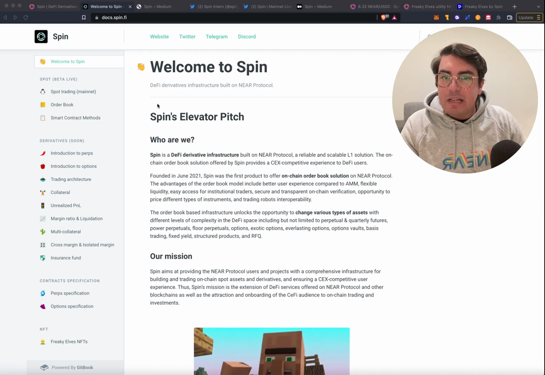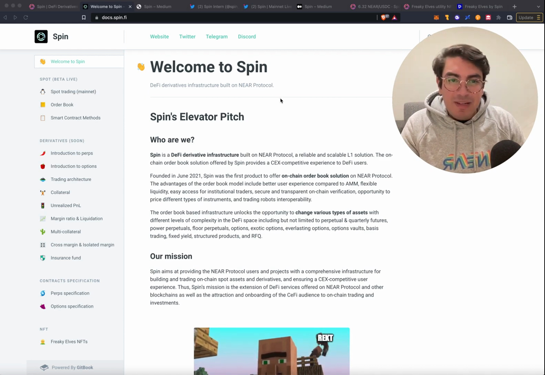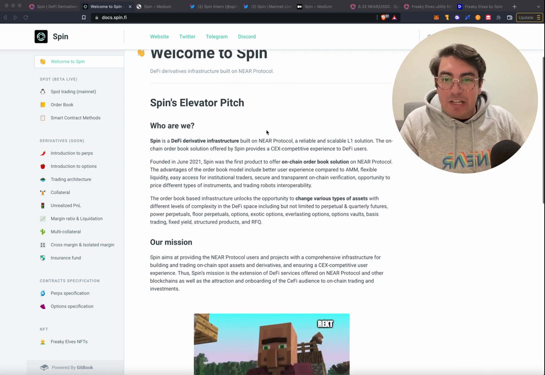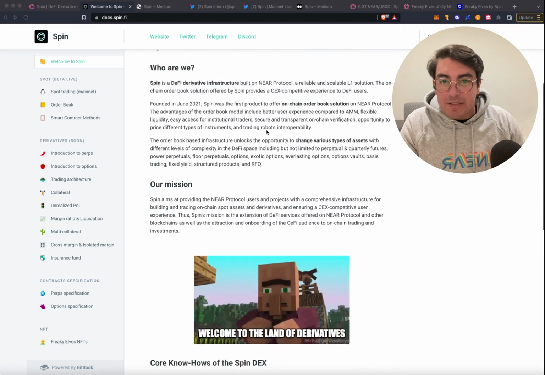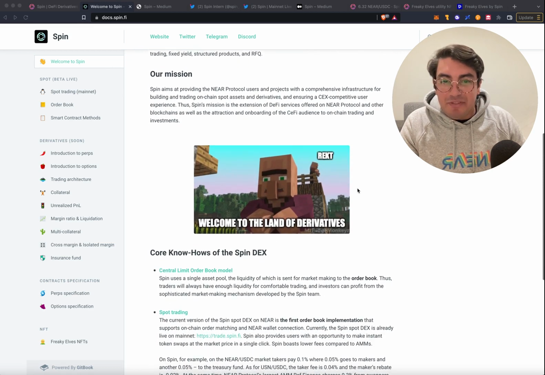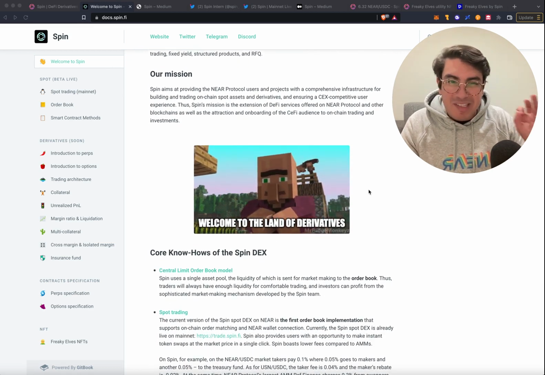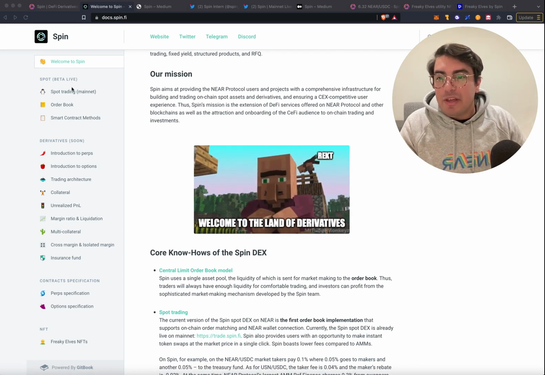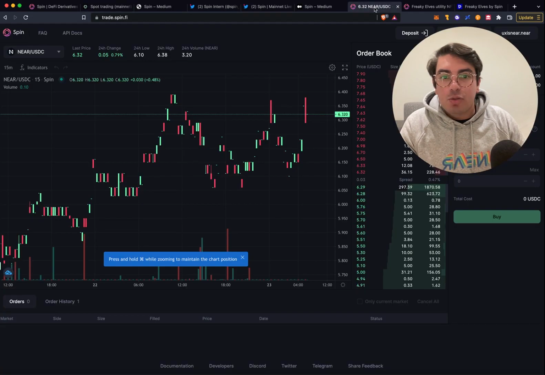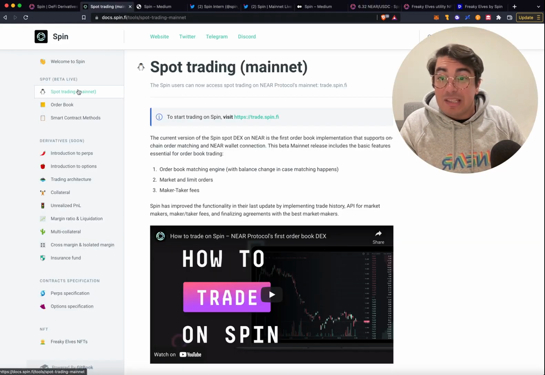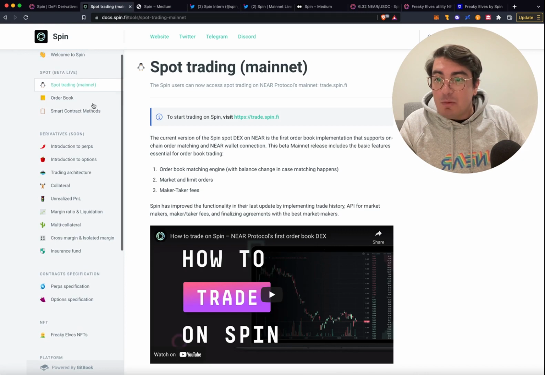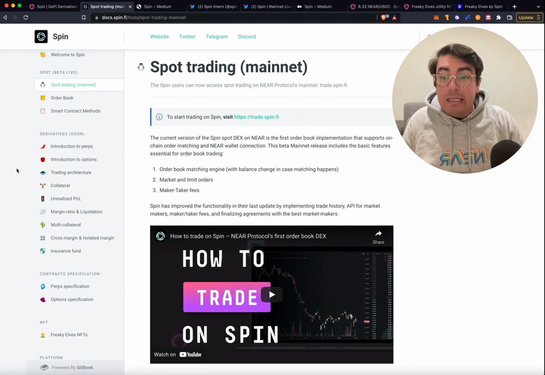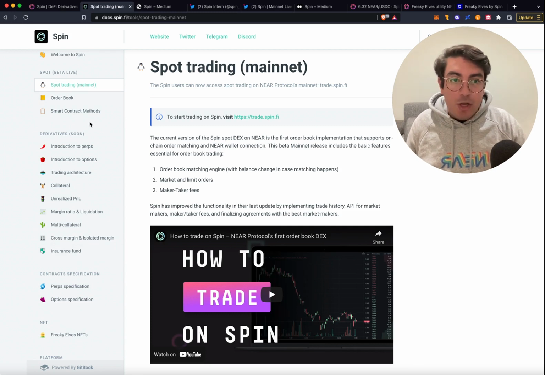It is neatly divided into several sections. If you're a little bit on the lazy side, no one's judging. The Welcome to Spin section has all the information that you need, including some pretty funny GIF halfway through just to keep your attention there. They're mindful of shortening attention spans. Then we've got the Spot section, which is what we were just looking at. This is the one that is live now. And further down, we've got the derivatives section, which is not live yet. So I am going to kindly skip over this section. I'll make a new video when it goes live.